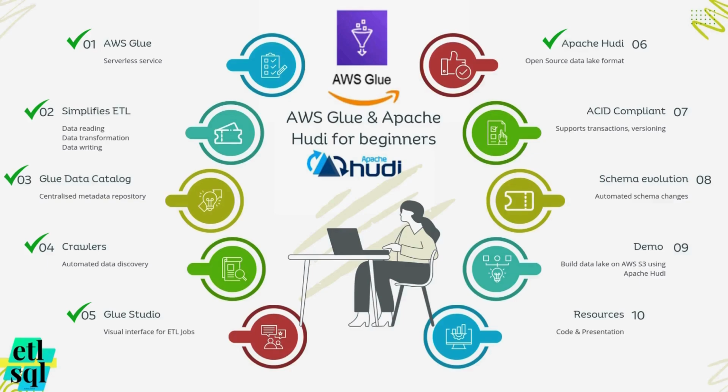Hudi has been in the system for some time and people use it, and there are enterprises who have already used it to build data lakes, and it's a proven framework. Iceberg is also there. It is trending right now, probably trending more than Apache Hudi, but Hudi has already proved itself. So in this video, we'll talk about Apache Hudi as well.